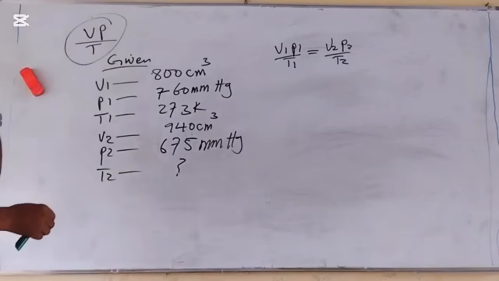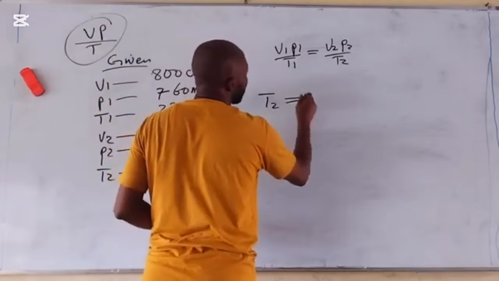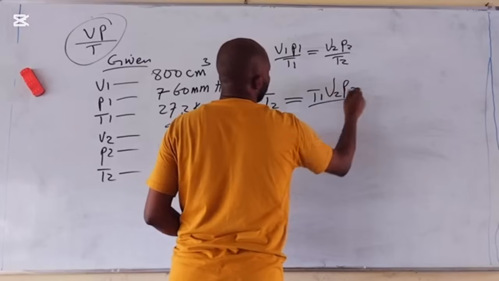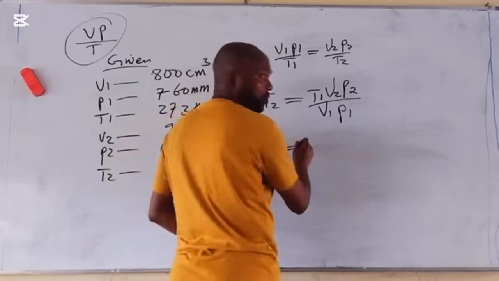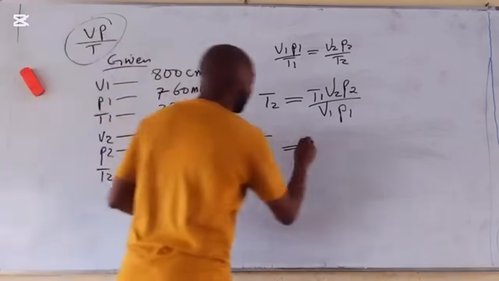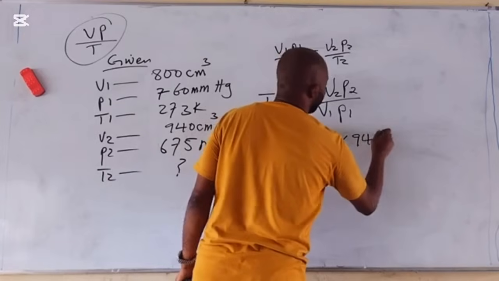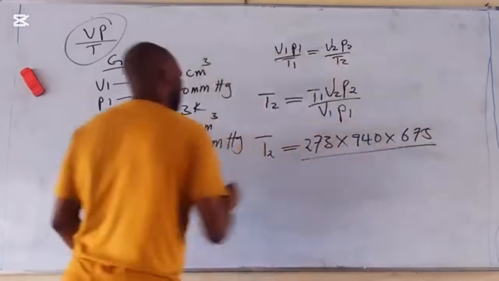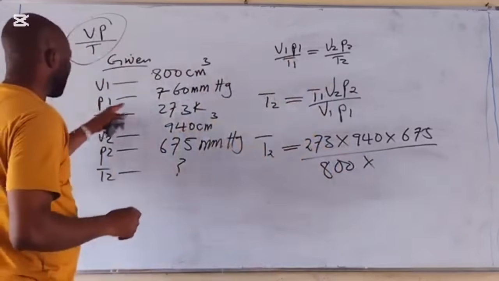We are looking for T2 now. So I change the subject to give me T2 equals T1 V2 P2 over V1 P1. My T2 is equal to T1, which is 273, times my V2, 940, times my P2, 675, over my V1, 800, and my P1 is 760.